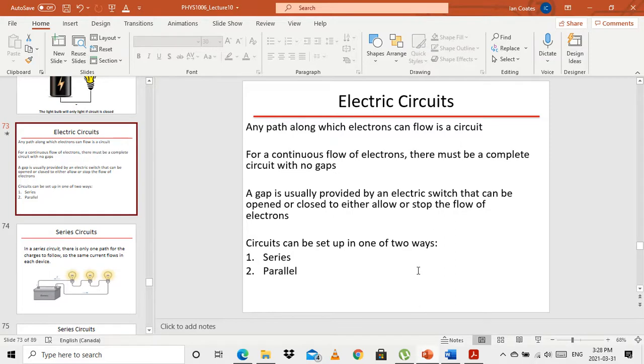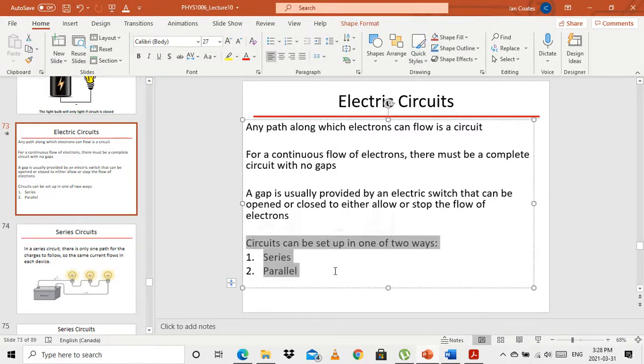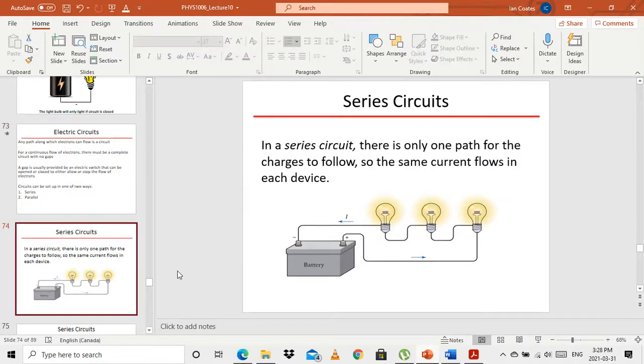Any path along which electrons can flow is a circuit. For a continuous flow of electrons, there must be a complete circuit with no gaps, of course. This is where there are two kinds of circuits that I want you to know. One of them is series. In a series circuit, there is only one path for the charge to follow, so the same current flows in each device. Your current arrow says it's going this way, but really the electrons are flowing the other way.